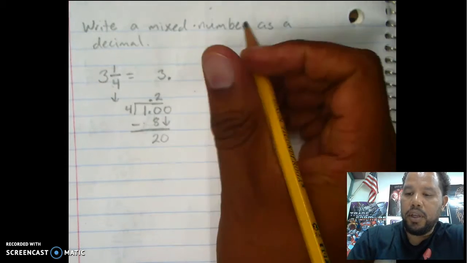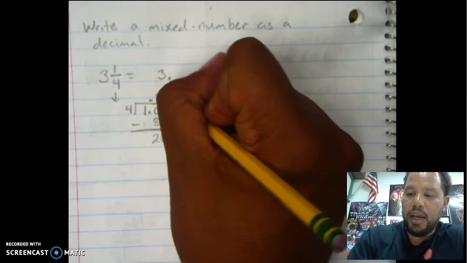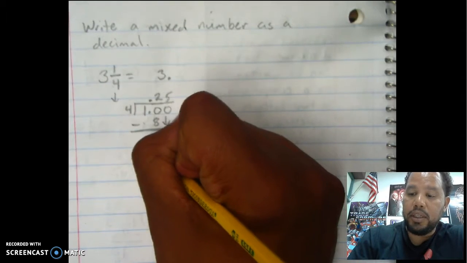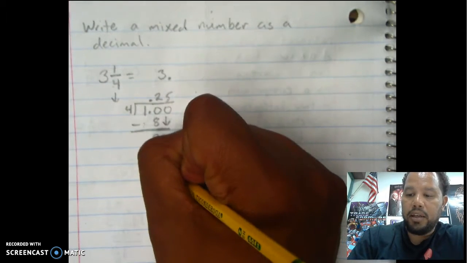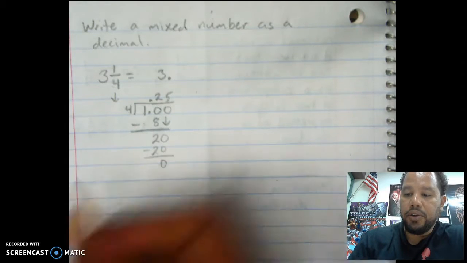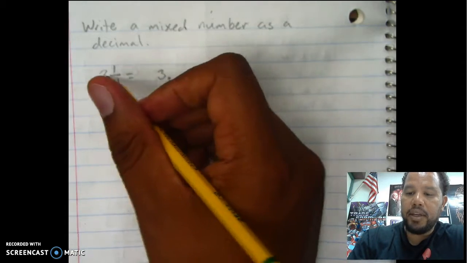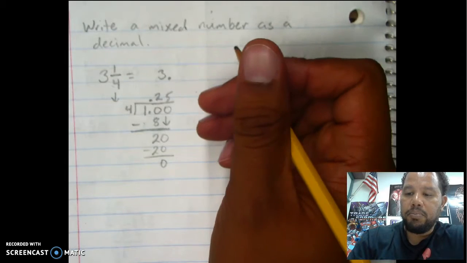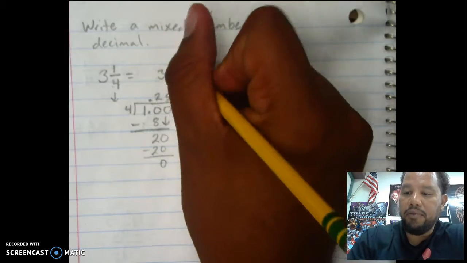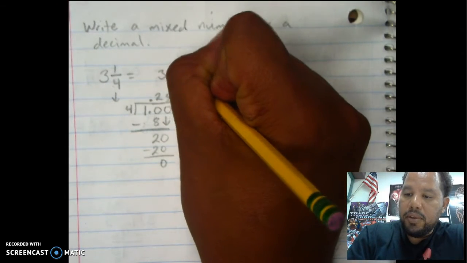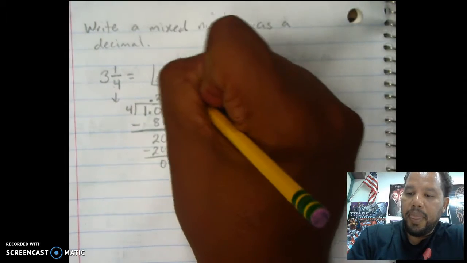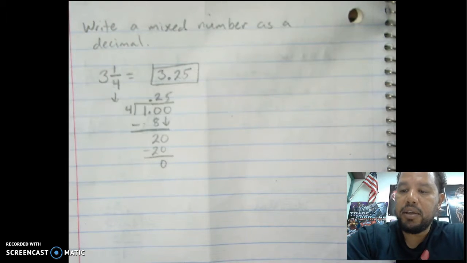Can 4 go into 20? It does. It goes into it 5 times. 5 times 4 is 20. We subtract, and there is no remainder. So the decimal portion of the mixed number, the 1/4, is 0.25 or 25 hundredths. So this will be our mixed number in decimal form.